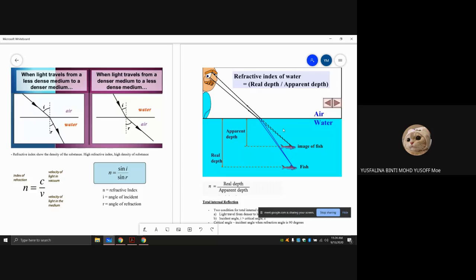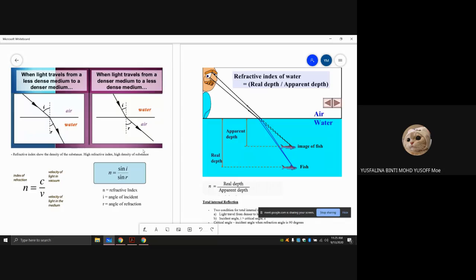They will give you the lengths, and you just have to divide. Just remember, real depth is from the surface of the water to the object, here a fish, and the second one, from the surface of the water to the image of the fish, is called the apparent depth. These are the three formulas you use to find the refractive index. Usually they will give these in the exam, so you don't need to memorize.